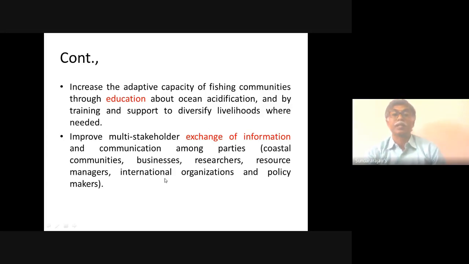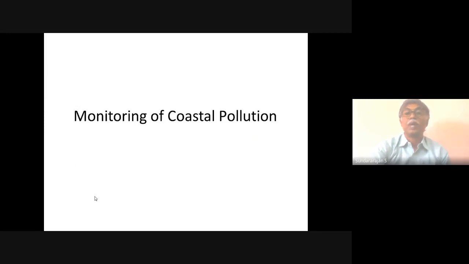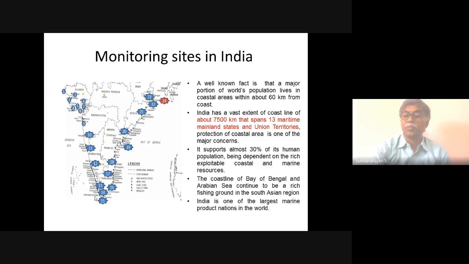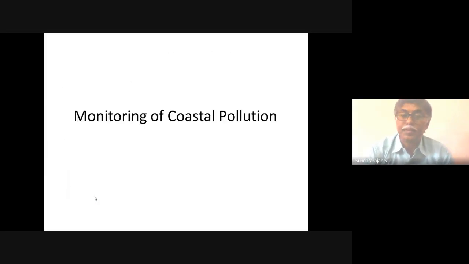This aquaculture, this international organization, what possible technology can we extend, and how can this knowledge help policy makers take decisions and allocate funds to mitigate or manage the climate change and ocean acidification impact on ecosystems. The monitoring of coastal pollution is one of the important things. So, is there any doubt in this coastal acidification?